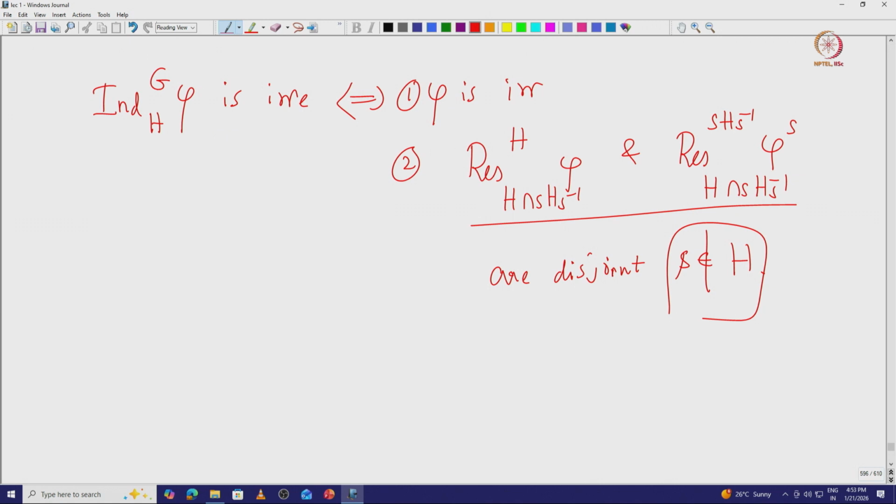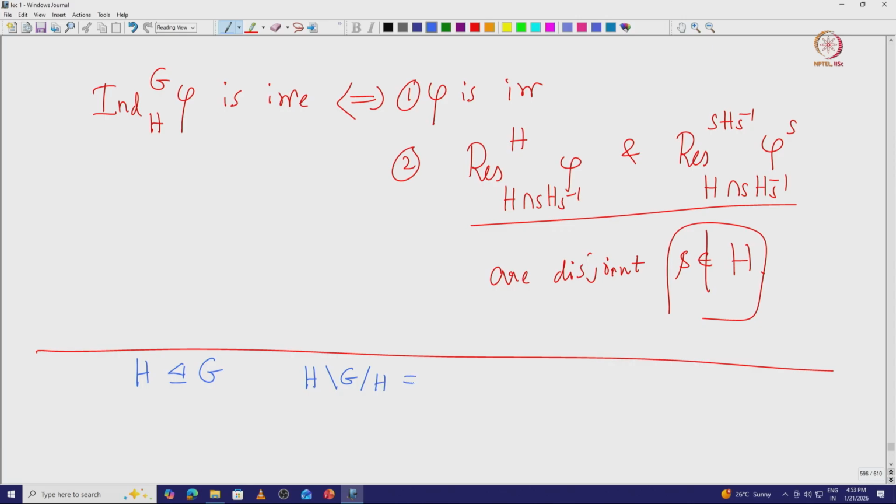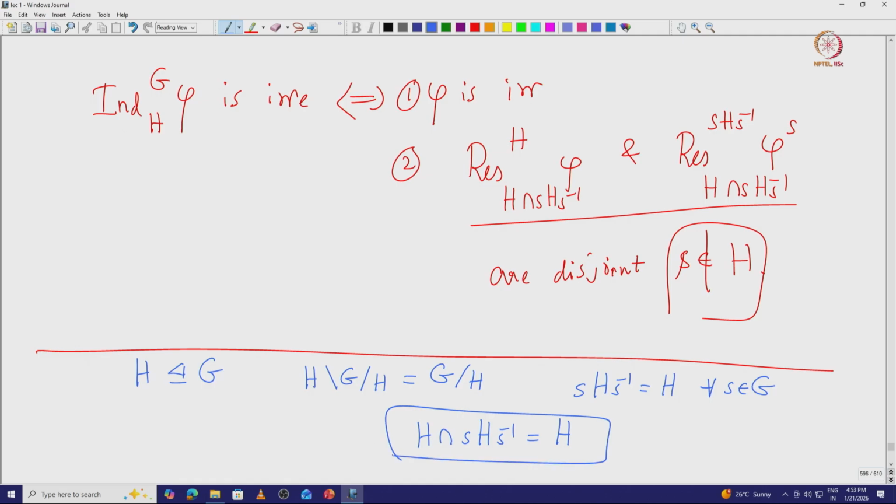So, indeed like we said in the beginning, if you assume that H is a normal subgroup, then things look much simpler, because once H is a normal subgroup, these double cosets are the same as left cosets or right cosets, and in particular SHS inverse is going to be H for all S in G. So, in particular H intersection SHS inverse is going to be H. So, you can see that these restrictions are somewhat easier to understand in this case.